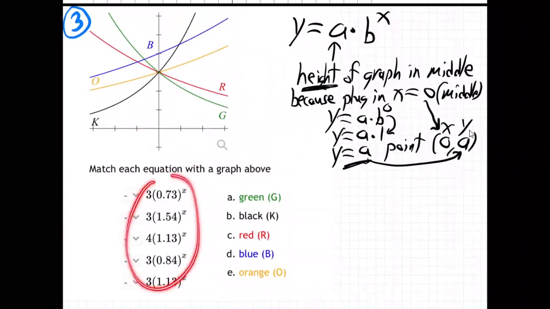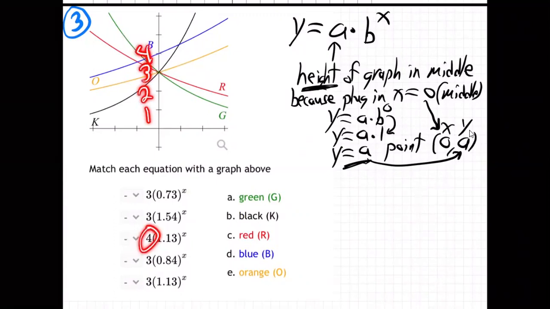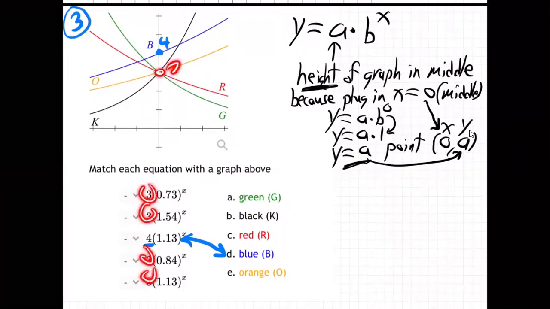So let's look back at these heights. Which one has a different height? That one, 4. Which graph has a height of 4? Look, 1, 2, 3, 4. Oh, it's this guy. So that one is for sure the blue, because it's up here at 4. We know that one for sure, because it's the only one where the height of the graph in the middle is different. The rest are 3. See how all the rest hit here at 3. So we'll have to do something else with the other ones.